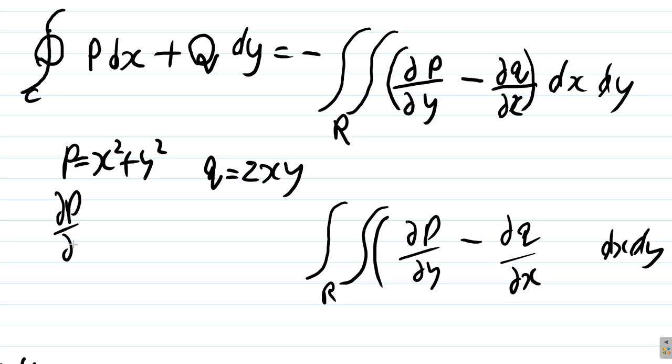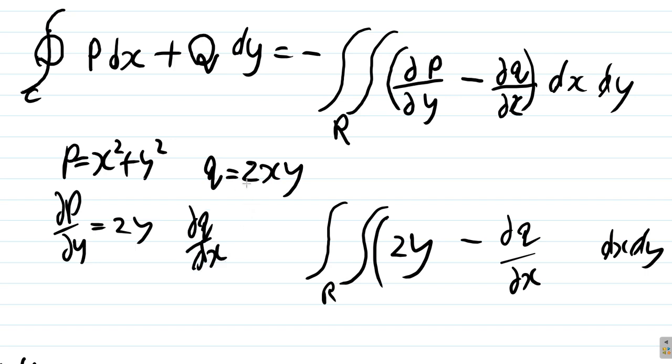What is delta P by delta y? Delta P by delta y is equal to 2y. Alright? Because it's treating x as if it's just a constant. So delta P by delta y is 2y. So replace this with 2y. Now what is delta Q by delta x here? Well, again, it is 2y. So you replace delta Q by delta x with 2y.